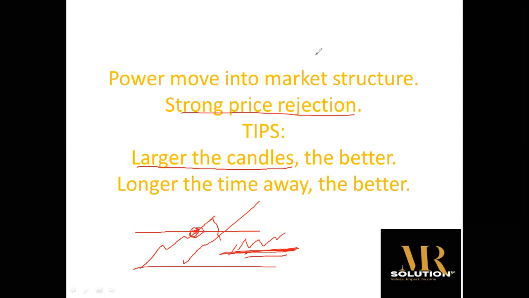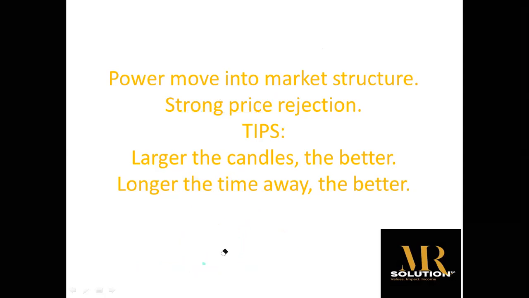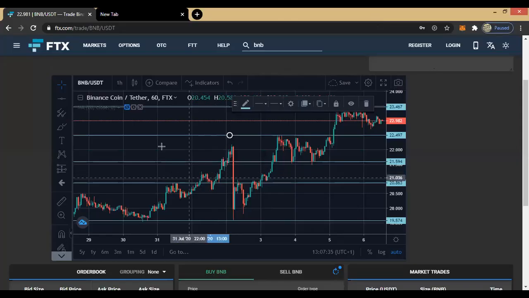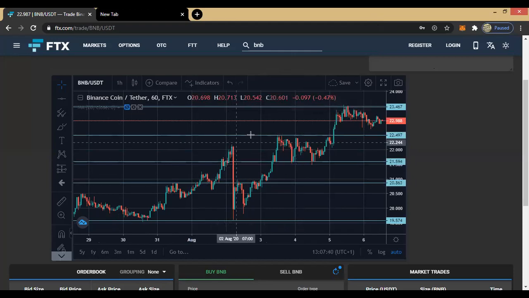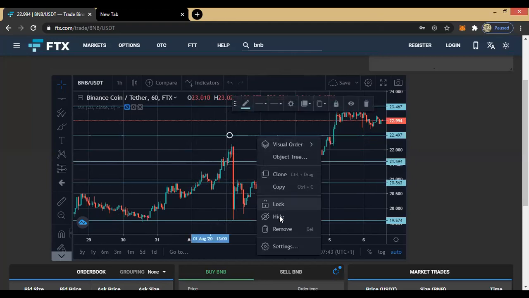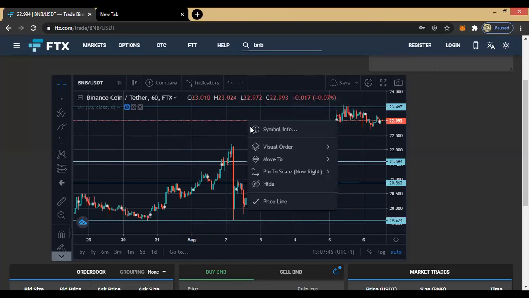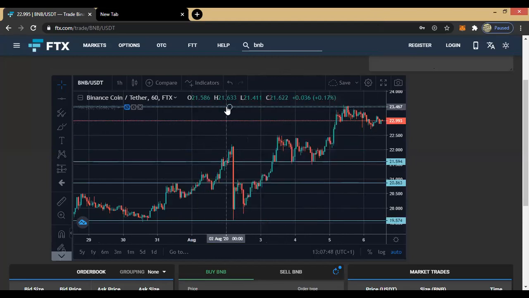Let me erase this so that it doesn't interrupt the other things we'll be talking about. Let's look at some given examples in our charts. This is just the first example, the Binance coin we analyzed minutes ago. Let me remove all this so that you can understand what I'm talking about clearly.